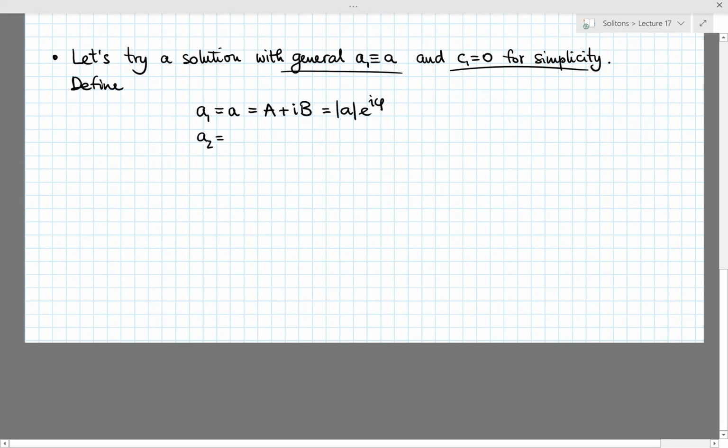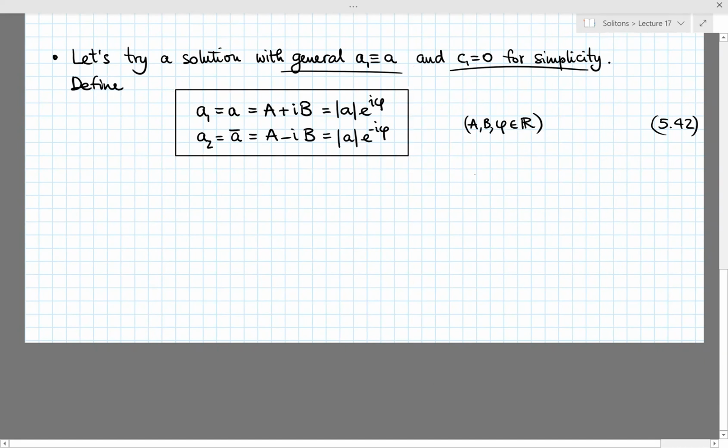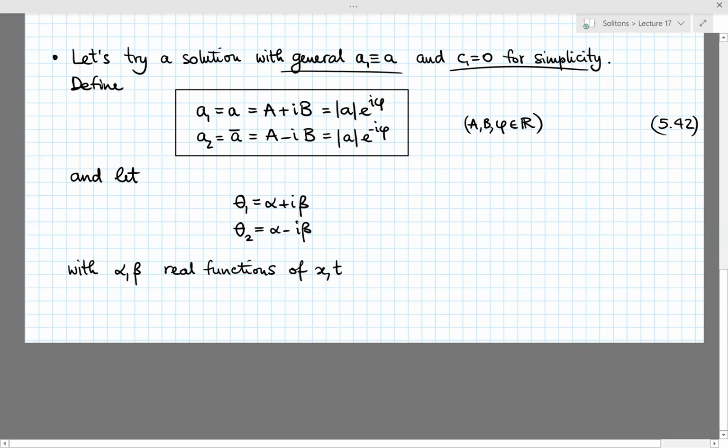Then A2, which is the complex conjugate of A1, so it's the complex conjugate of A, that's equal to big A minus I big B, which is absolute value of A e to the minus I phi. So here A, B, and phi are real. And then we let theta 1 be alpha plus I beta, and theta 2 be alpha minus I beta. So alpha and beta are the real and imaginary parts of theta 1. So they are real functions of x and t, because I remind you the exponents theta 1 and theta 2 depend on x and t. And we'll determine these functions below.